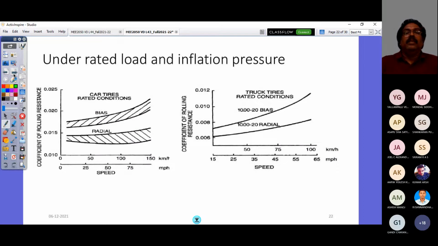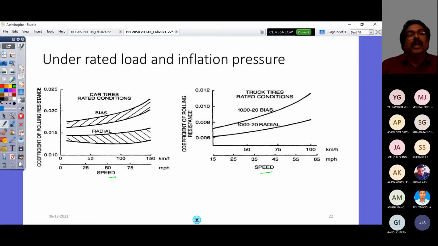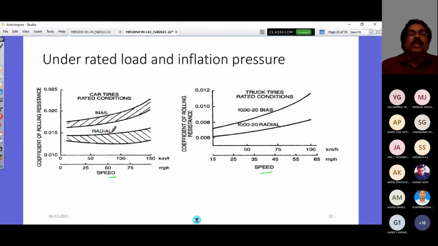And see here the rated load and inflation pressure, how these tire types or the construction of the tire get affected. You can see in this graph its influence over the speed. So speed is on the horizontal axis, and you have one vertical axis, rolling resistance coefficient. And you see radial tires and bias tires. This result clearly says the radial tire has almost a constant value here, and a smaller rolling resistance coefficient compared to the bias tire.